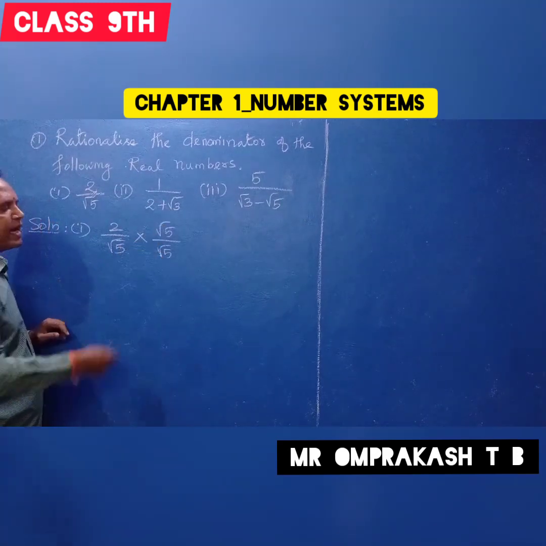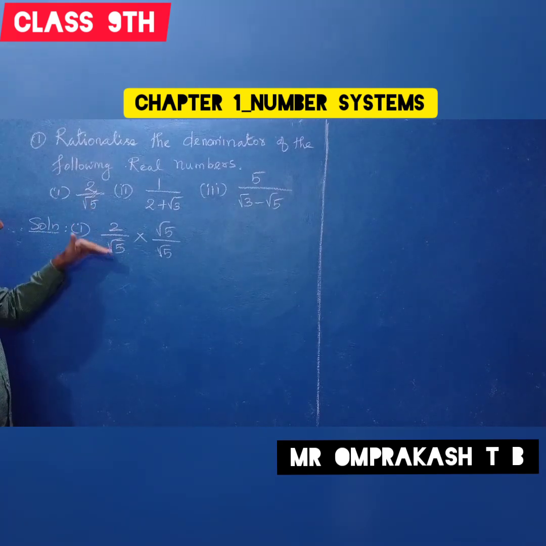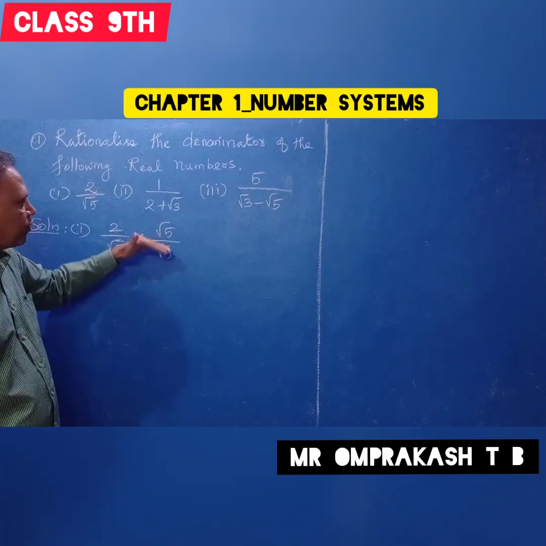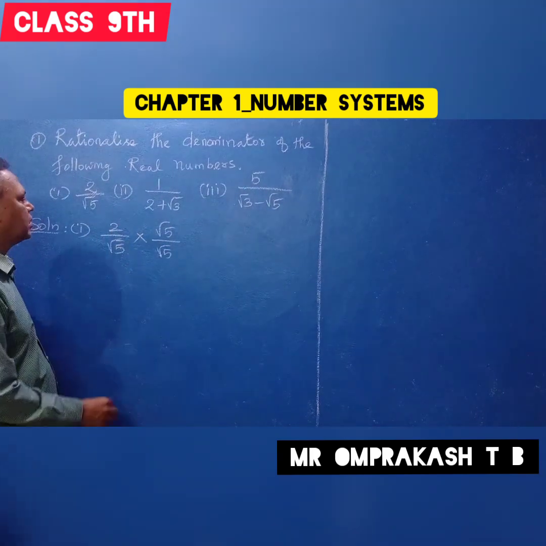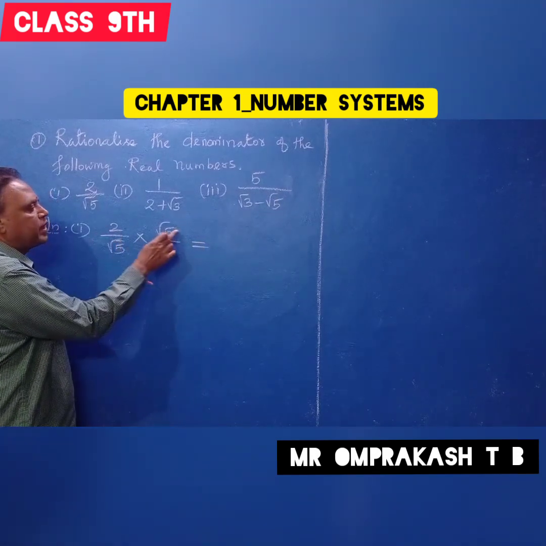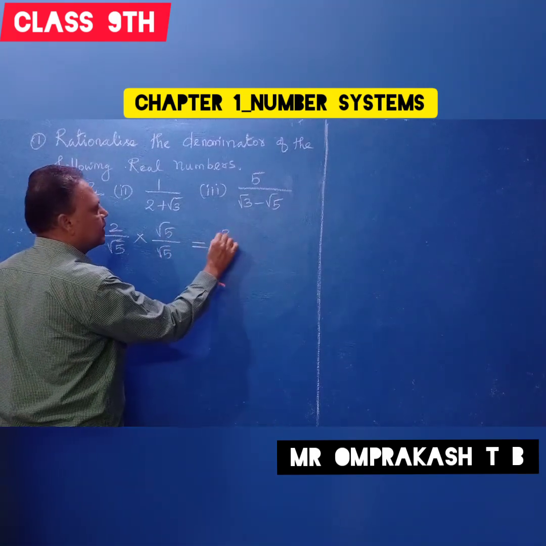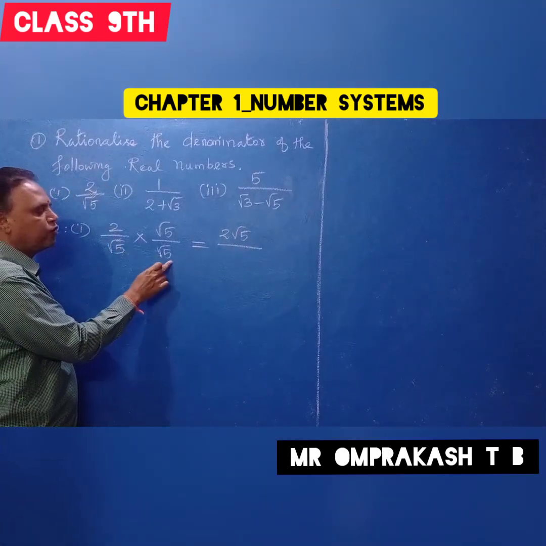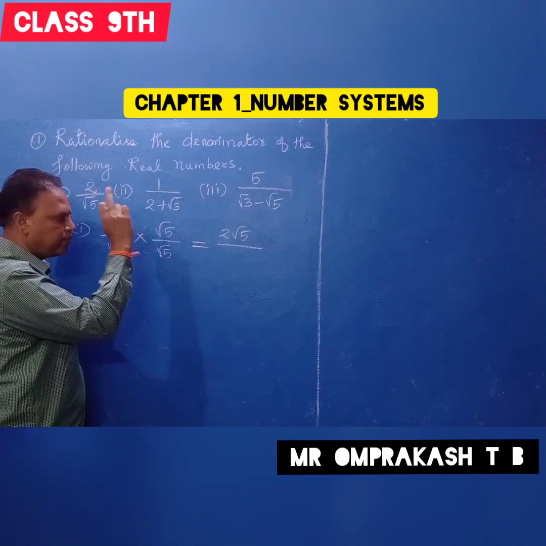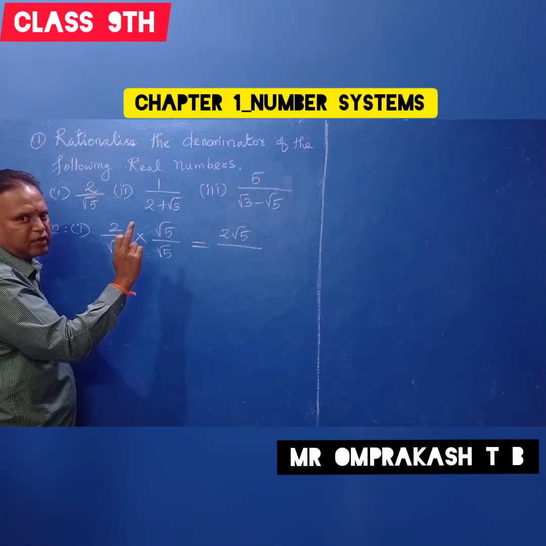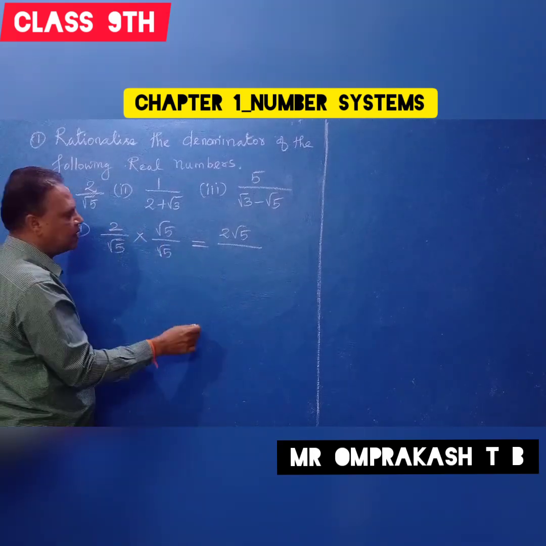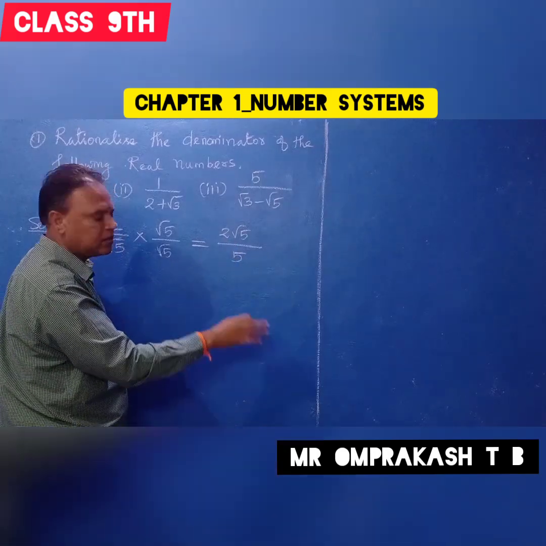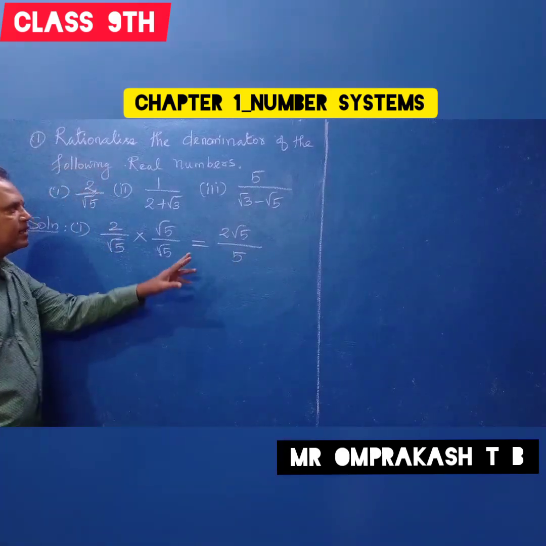If you cancel, it will be balanced. So 2 by root 5 can be written as 2 by root 5 into root 5 by root 5. Now multiply numerator into numerator, that is 2 root 5, and denominator into denominator, root 5 into root 5 is 5. Remember the rule: root x into root x is x. So the denominator is rationalized.